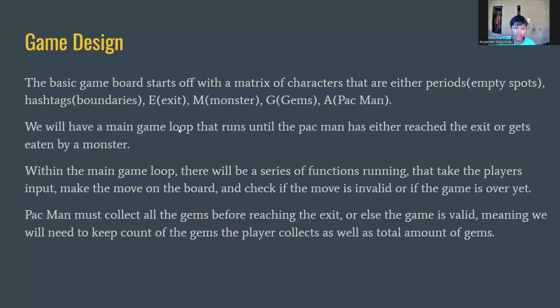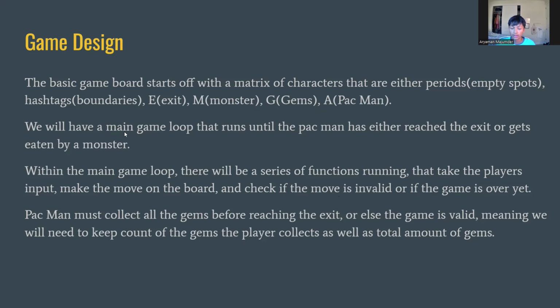So we'll have a main game loop that runs until the Pac-Man has either reached the exit or gets eaten by a monster. Within the main game loop, there will be a series of functions running that take the player's input, make the move on the board, and then check if the move is invalid or if the game is over yet. So basically, the setup game function sets this board up.